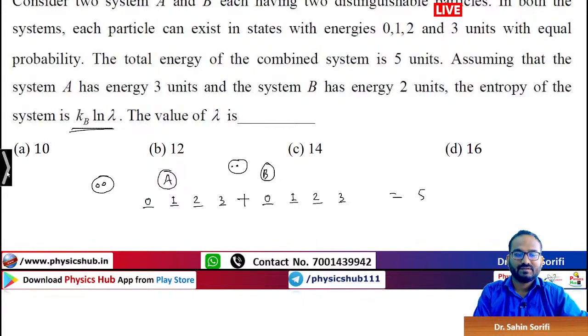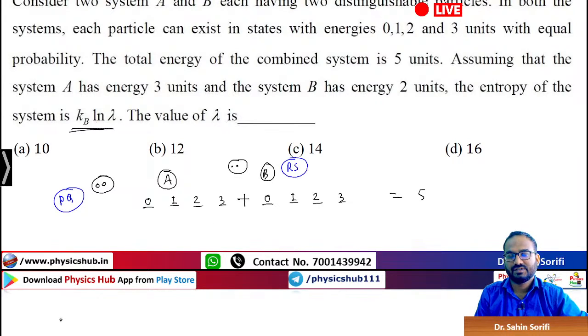So what does it mean? Let's say you have two particles, P and Q, to accommodate in system A, and R and S in system B. You have to accommodate them in such a way that total energy comes to 5 units. If you keep P here and Q here, total energy from A is 3 units. So you have to keep R here and S here. So you can see total energy 0 plus 3 plus 0 plus 2, that is 5. Let's say you keep Q here, P here, you have to keep S here and R here. Again, it is 5 units.